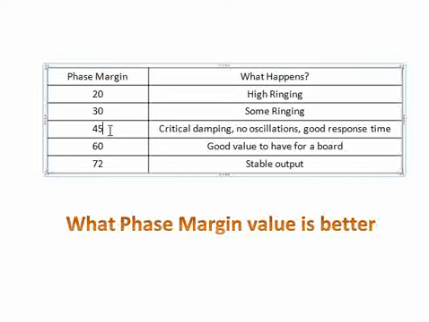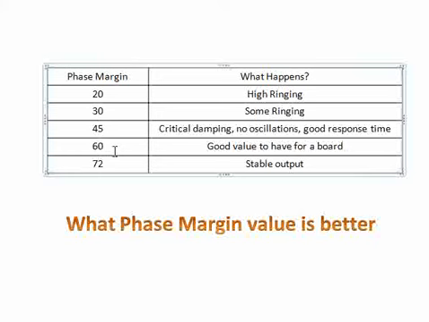If you have a phase margin of 45, that means there is no ringing, no oscillations at the output. Your response time of the particular system is good, and it is a critical damping condition. That means ultimately the oscillations have subsided, and your output is good. So 45 is what we mean.